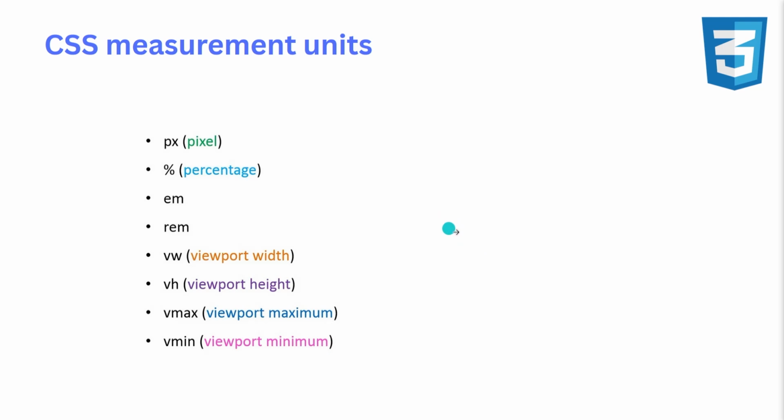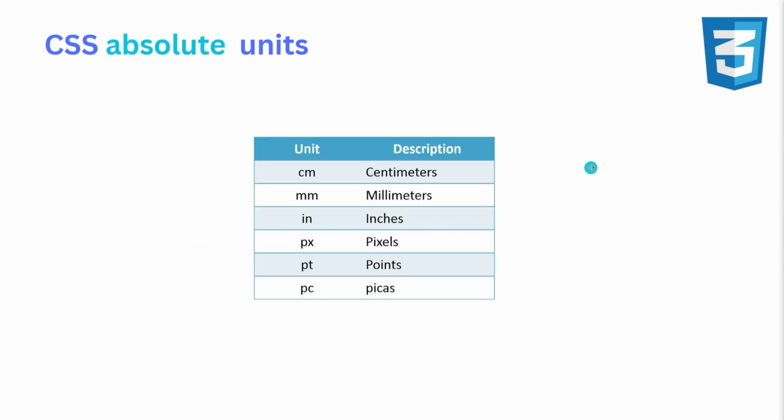As I told you earlier, we are going to divide units into two parts. The first one is absolute units, where I'm going to cover centimeter, millimeter, inches, pixel, points, and picas. Absolute units are fixed units, and most of the time we prefer to use the pixel unit.